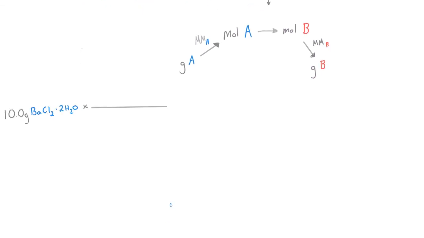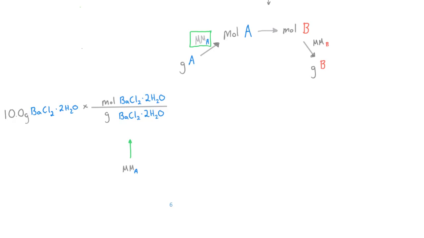The first thing we need to do is get our starting point and our first conversion factor ready to go. So we're starting here with 10 grams of this barium chloride hydrated salt. And then we need a conversion factor. Now let's take a look at what this conversion factor needs to do. We need to convert grams of barium chloride into moles of barium chloride. So we're going to need moles up here and grams down here.